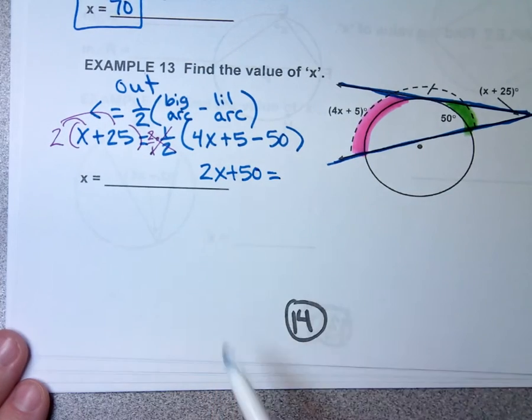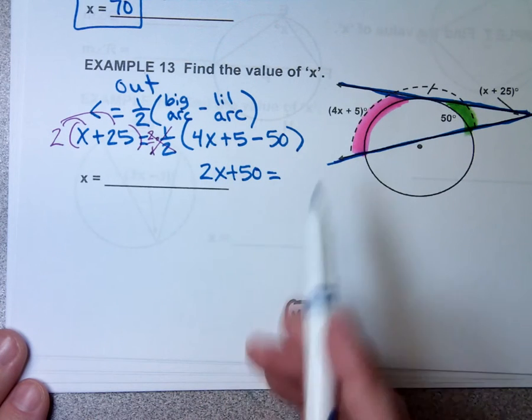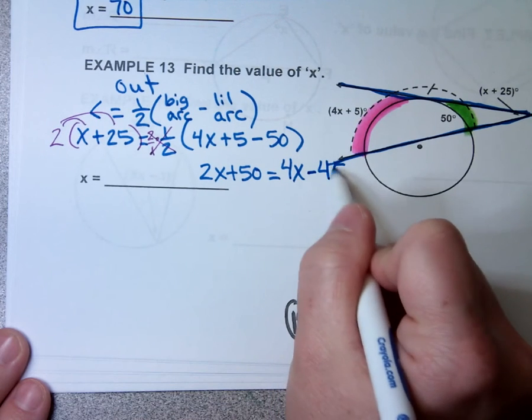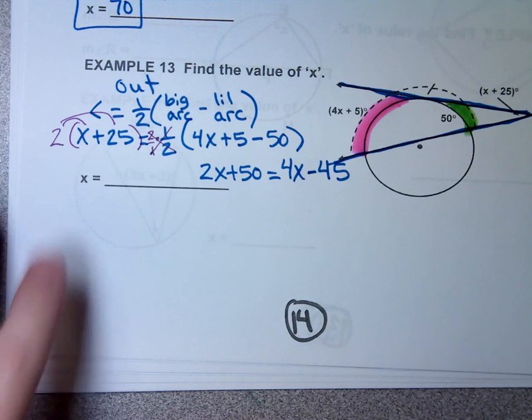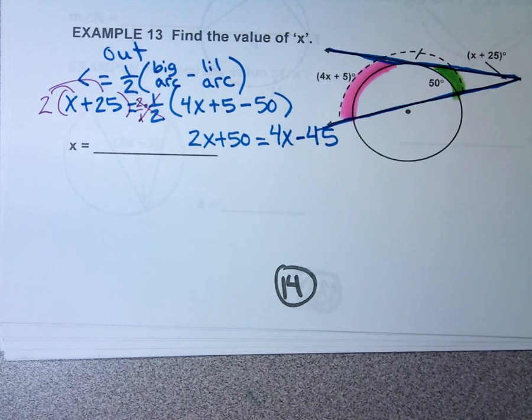And then let's go ahead and clean up what's in the parentheses. On the right side, if I clean up what's in the parentheses, what would you have? 4x minus 45. Good, 4x minus 45. Okay, finish that up, and then I'm going to draw a name. And you will get a decimal, yes.